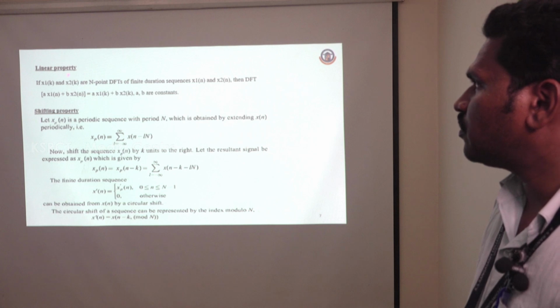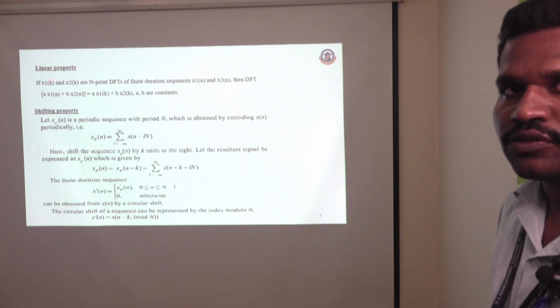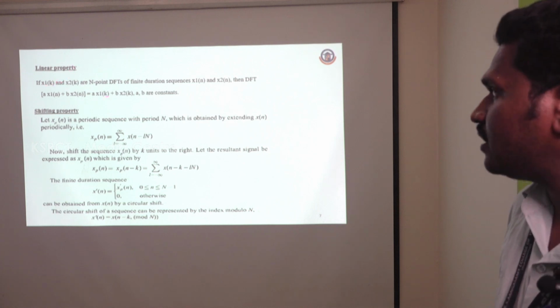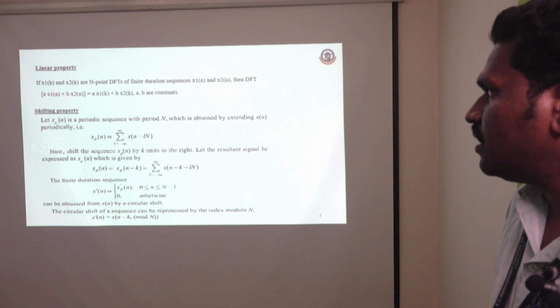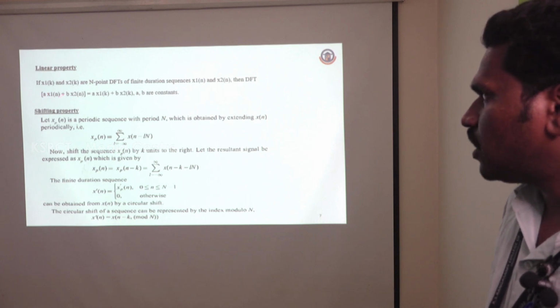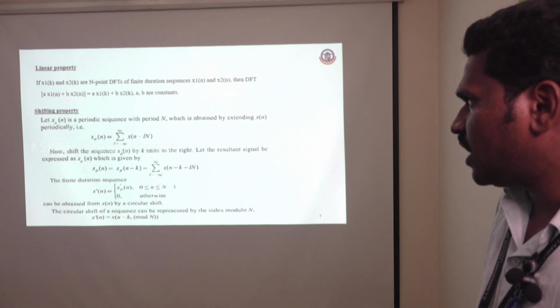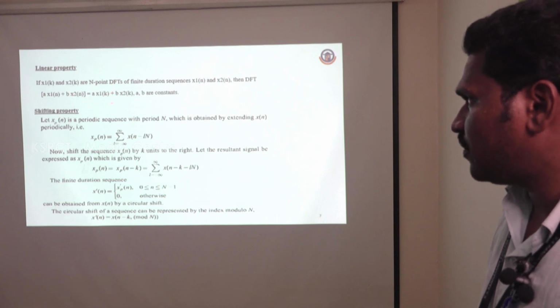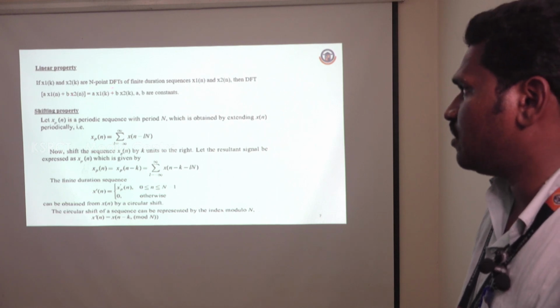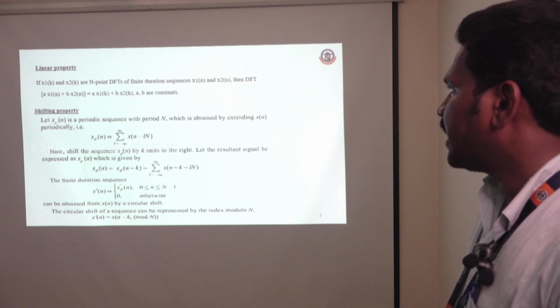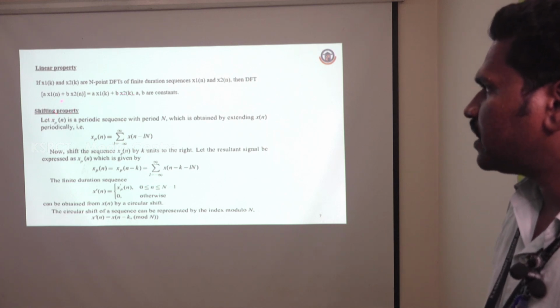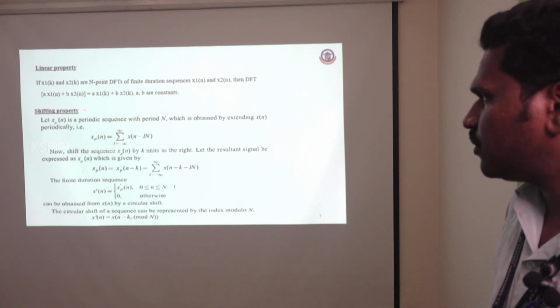And the second property is the linearity property. As I told earlier, X1 of k and X2 of k are linearly added with the coefficients a and b. Therefore, when two samples x1 of n and x2 of n are added with the coefficients a and b, the resultant DFT sequence is also multiplied with the coefficients a and b, that is a X1 of k plus b X2 of k. And the third property is the shifting property, the time shifting property.